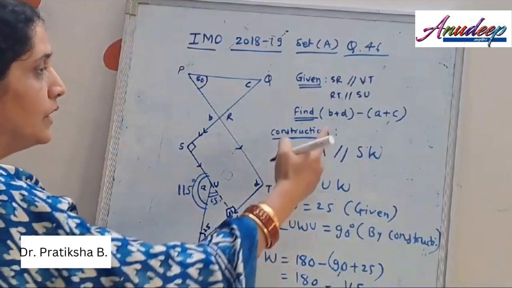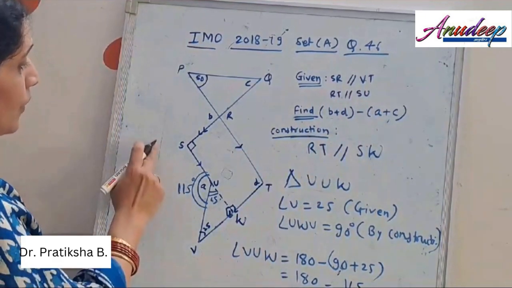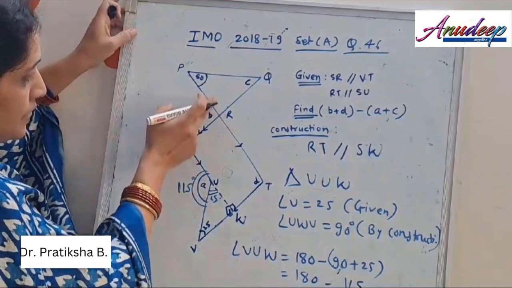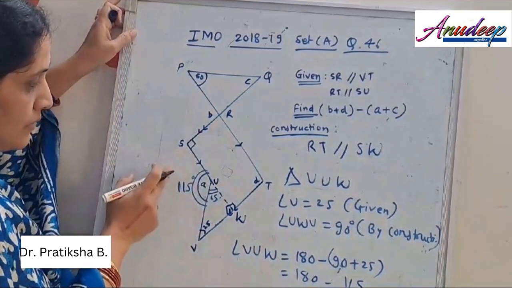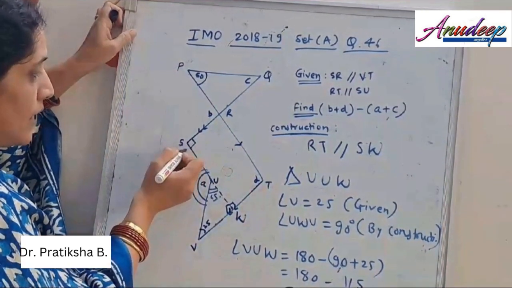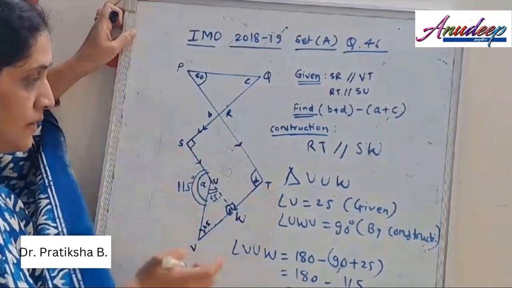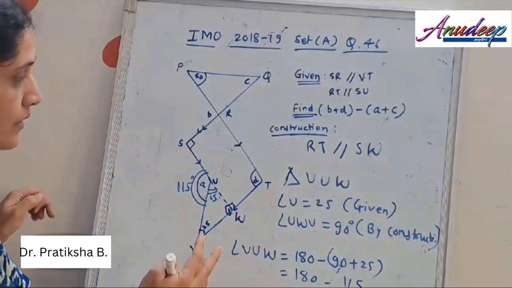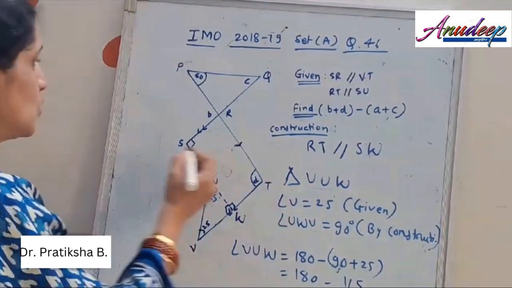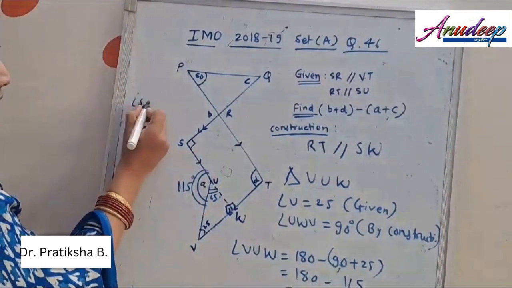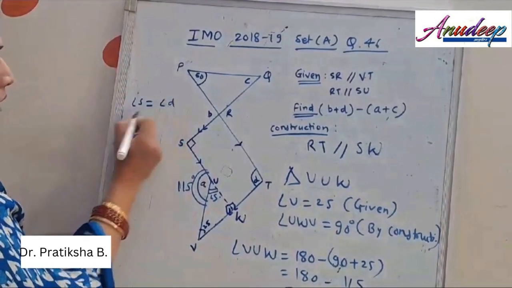So we have obtained one unknown, that is A. From the figure, we can observe that these two lines RT and SW are parallel. So the angle S and angle D are alternate interior angles, so they should be equal. So I can write angle S will be equal to angle D.